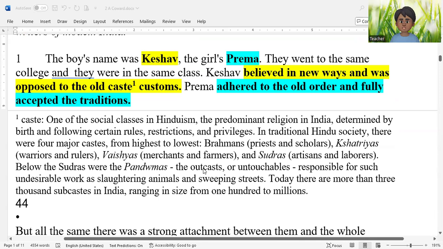The boy's name was Kesab, the girl's Prema. They went to the same college and they were in the same class. Kesab believed in new ways and was opposed to the old caste customs. Prema adhered to the old order and fully accepted the traditions. Let me tell you something about elements of a story.